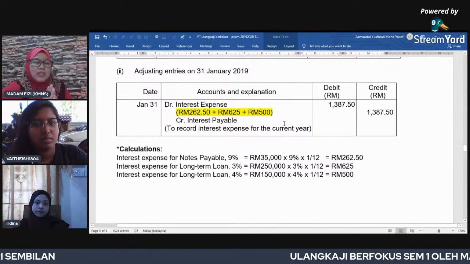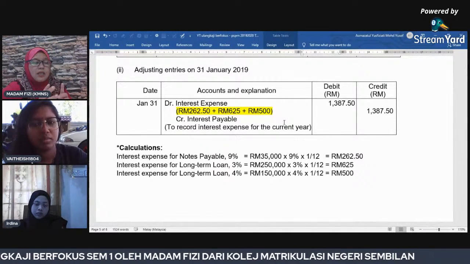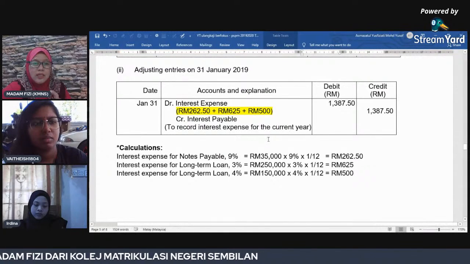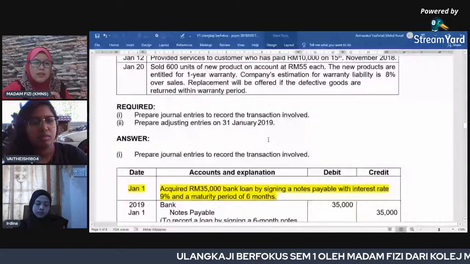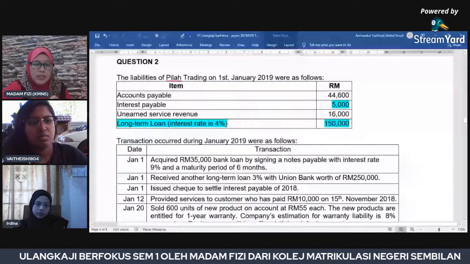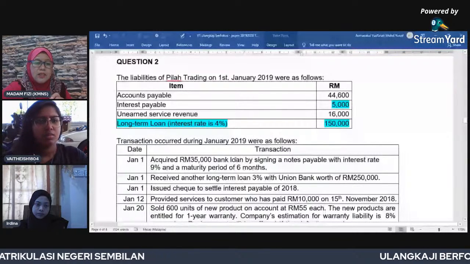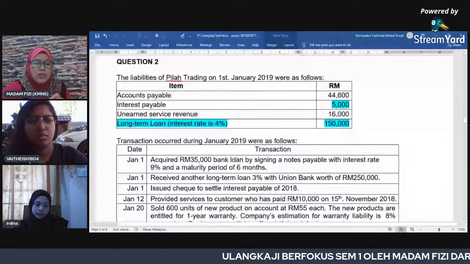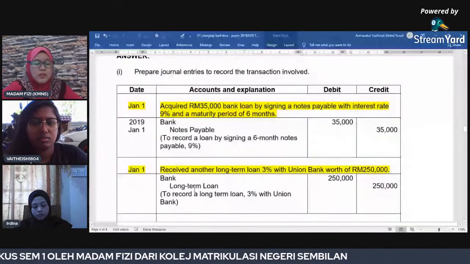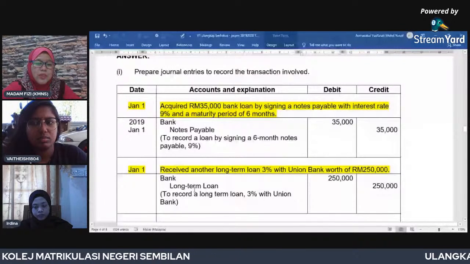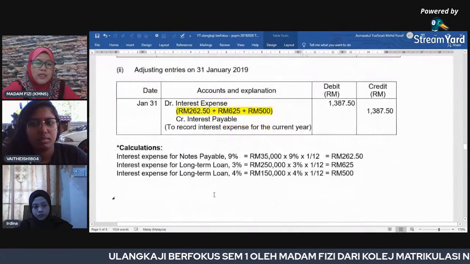Just now we borrowed notes payable, a long-term loan, and one more. You look at the question again: long-term loan interest rate 4%. So this is another liability that was incurred in the year. So you have to calculate the interest expenses. The first one is the first, the notes payable is the second one, and the long-term loan is the third one. So there are three liabilities during 2019. So how to calculate?